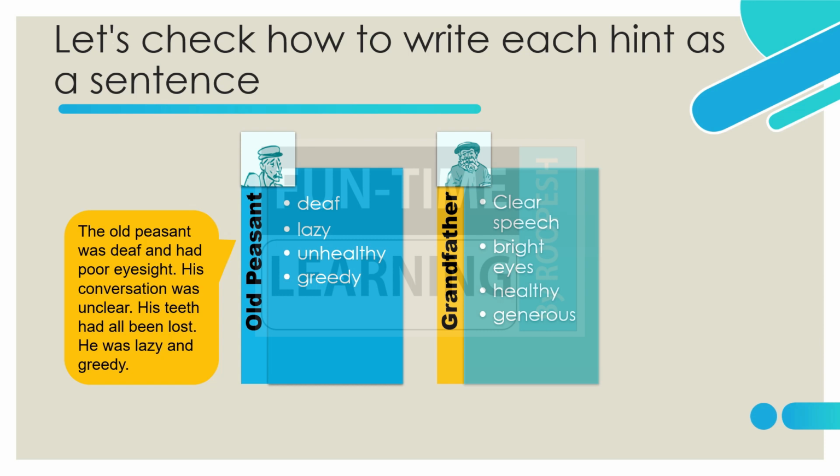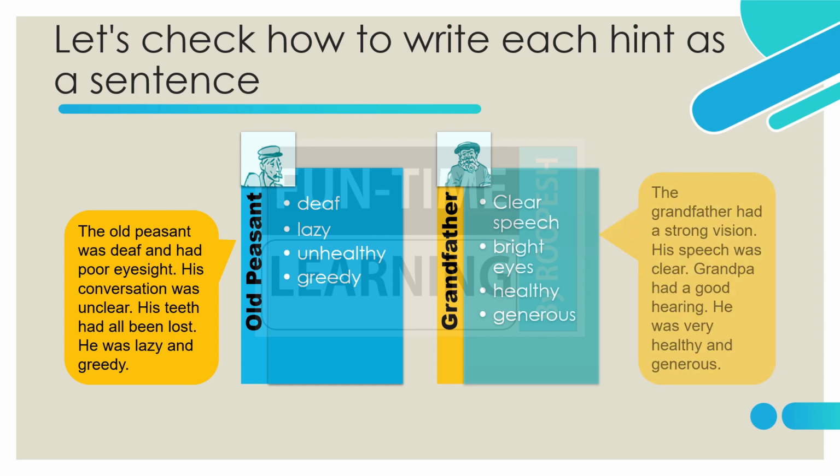Unclear. It's a much simpler word. His teeth had all been lost. He was lazy and greedy. Here, look at how I turned these small hints into bigger sentences. That is what you have to do also. This is only a small part of it. You have to write it completely.